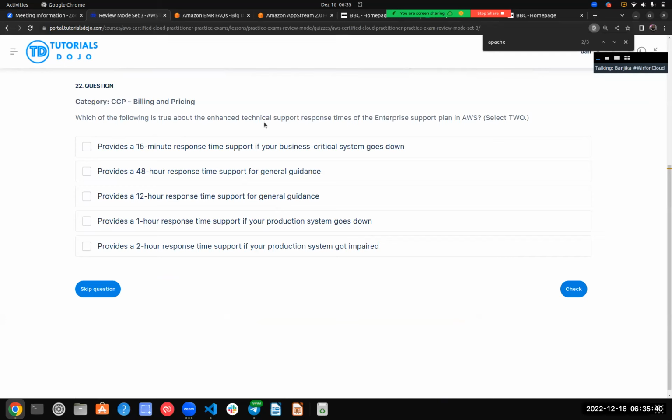Which of the following is true about the enhanced technical support response times of the Enterprise Support plan? Select 2. The table will show what is true about enhanced technical support response time for the Enterprise plan. Select 2.